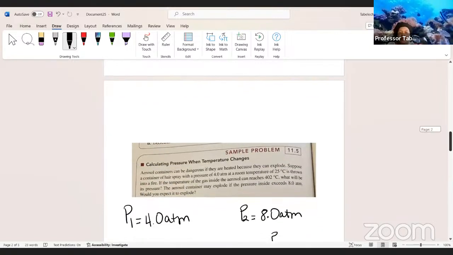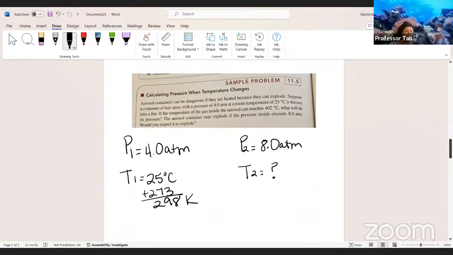I do have a few problems that we can work on, just to make sure that you guys are good to go when it comes to this part of our lesson. Here it tells you that an aerosol can be dangerous if heated because it can explode. An aerosol can is basically spraying out a liquid form that's gaseous in the can, but it comes out in liquid form. Now, if you have a container of hairspray with a pressure of 4.0 atm at a room temperature of 25 degrees, if you throw that in a fire, what do you think is going to happen?